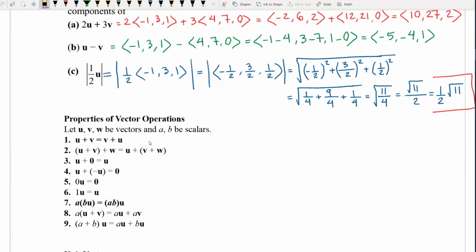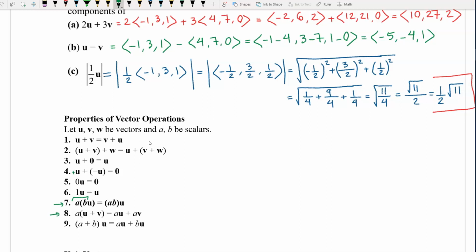And here number three, we have u plus zero, that is equal to u. And here we have u plus negative u, here we have positive and here we have negative, so adding these two, we have zero. Number five, zero multiplied by this vector, that is equal to zero. One times u, it is equal to u. In here, what we have, it is for multiplication. So a times b times this vector u, it is equal to, now multiply these two, so we have a times b inside parentheses, and then multiply by vector u.